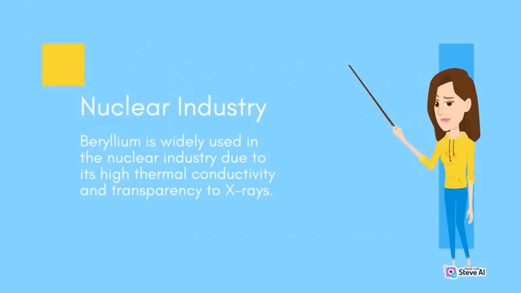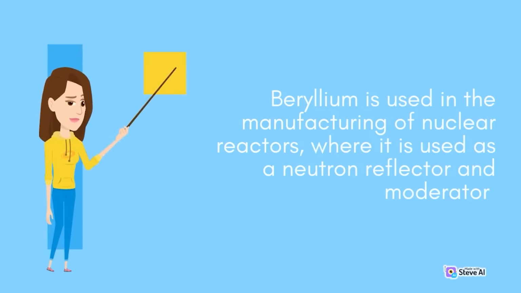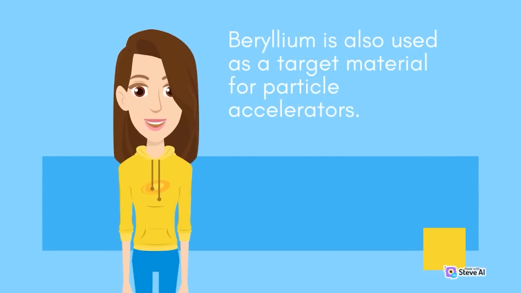Nuclear industry. Beryllium is widely used in the nuclear industry due to its high thermal conductivity and transparency to X-rays. Beryllium is used in the manufacturing of nuclear reactors, where it is used as a neutron reflector and moderator. Beryllium is also used as a target material for particle accelerators.